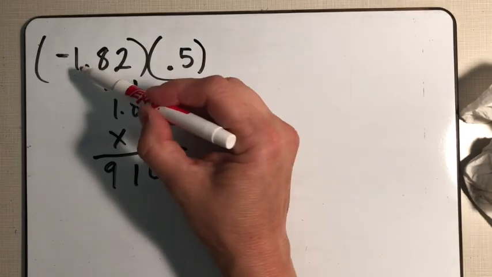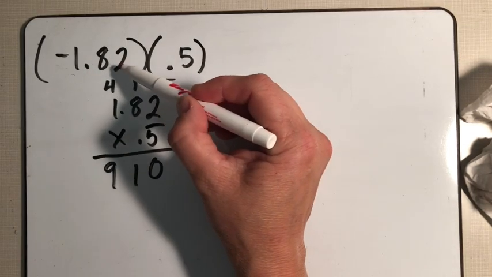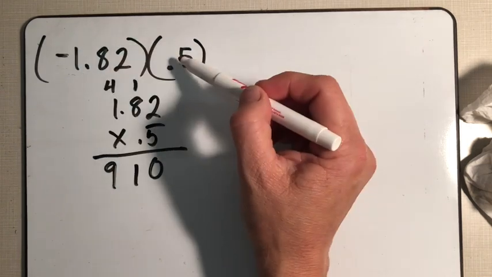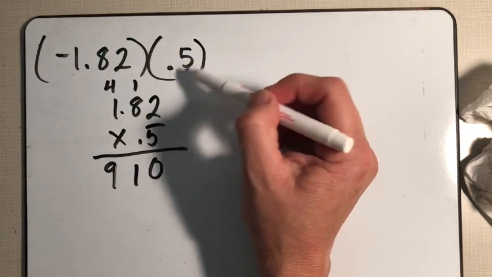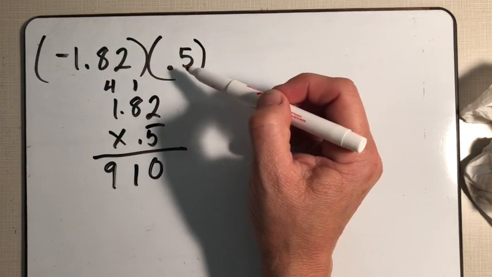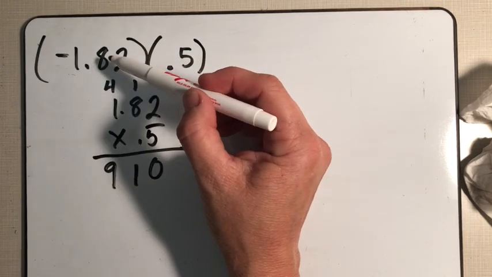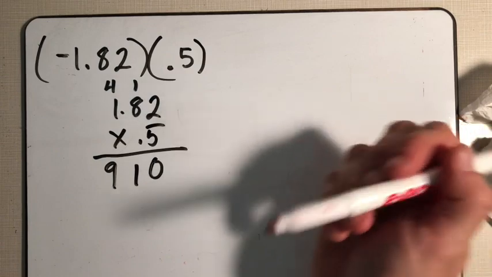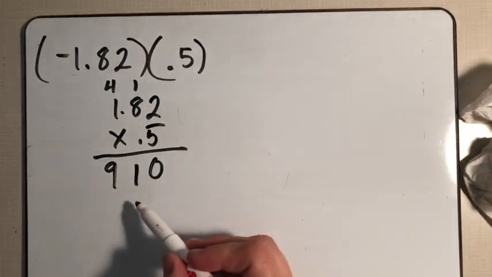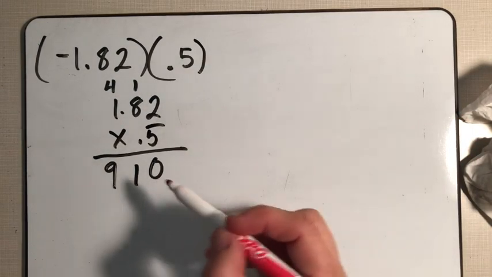Well, 1.82 is pretty darn close to 2, right? And 2 times 0.5, 0.5 is like a half. So half of 2 is going to be 1. I'm expecting an answer pretty close to 1. 910 is nowhere near 1, but I haven't put any decimals in.